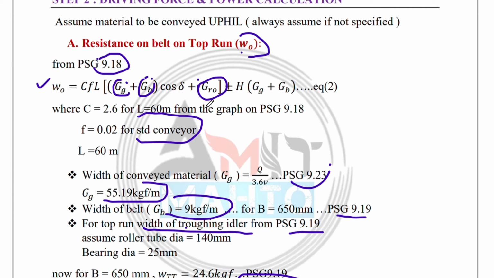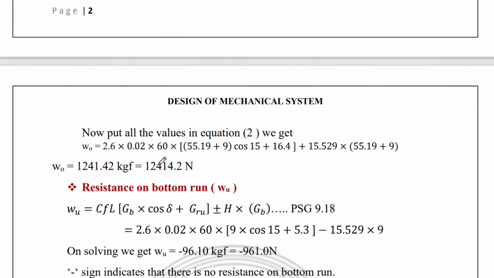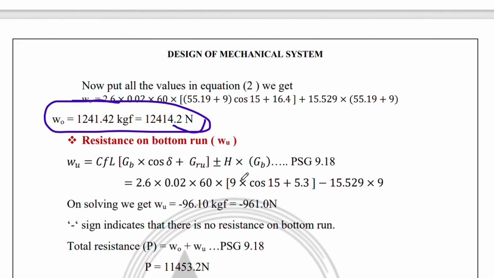put all the values here. Now, as we got C, F, L, G, B, GRO, GRU, everything we got, so put all the values in this equation 2. So after putting all the values in equation 2 and solving, we get the value, which is 1241.42 kgf. Converting it to Newton, which will be 12,414.2 Newton. Okay, we get the value of WO. Okay, WO value we got. This was for the top run. Now we will proceed the same for bottom run also.